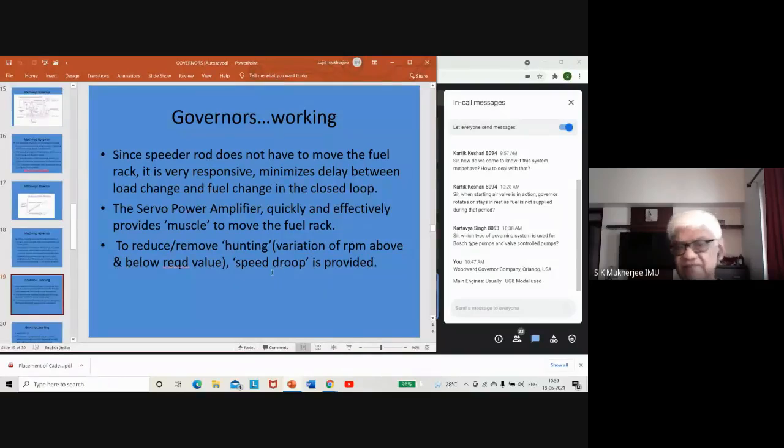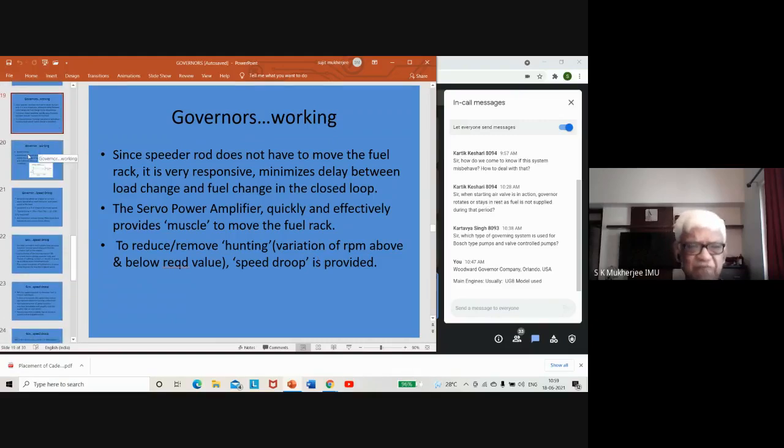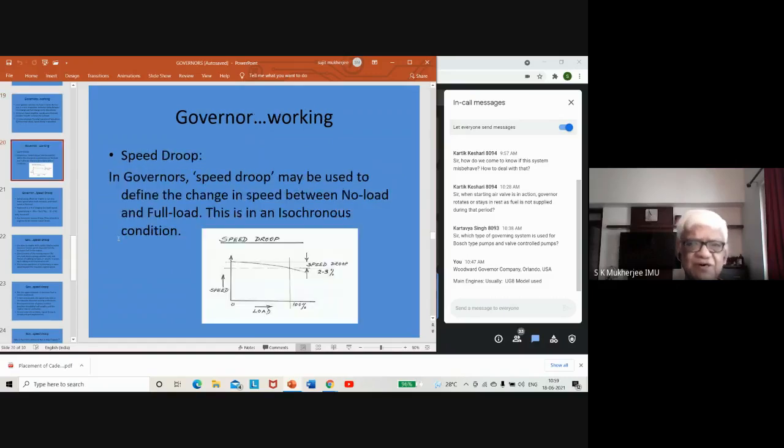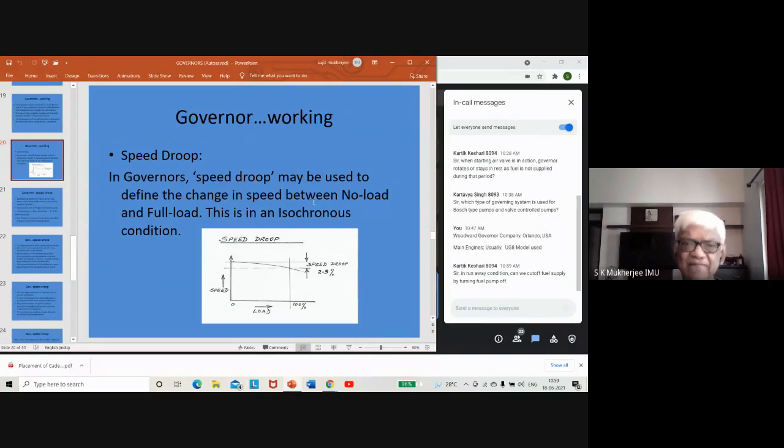To reduce or remove hunting, that is variation of the RPM above and below the required value, speed droop is provided. Okay. This speed droop is provided only in auxiliary engines. It is not necessary in a main engine which is running the propeller. Main engine, there is not much of it, because you have always continuous change of the RPM when required. So here, what is speed droop? In governors, speed droop may be used to define the change in speed between no load and full load. This is in an isochronous condition. That means only isochronous governors will have speed droop.